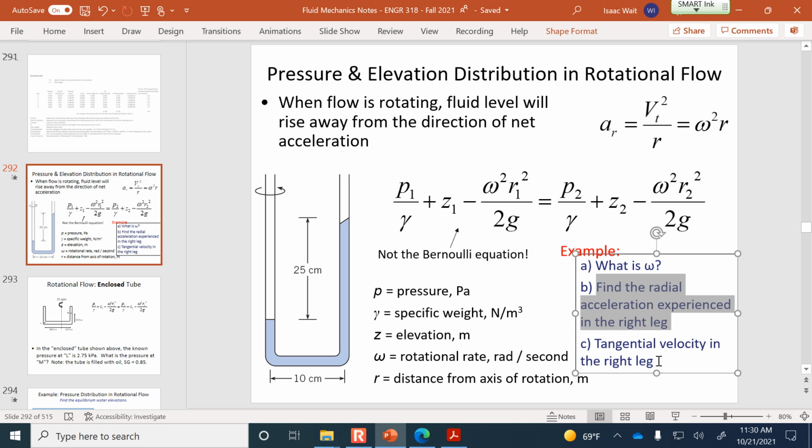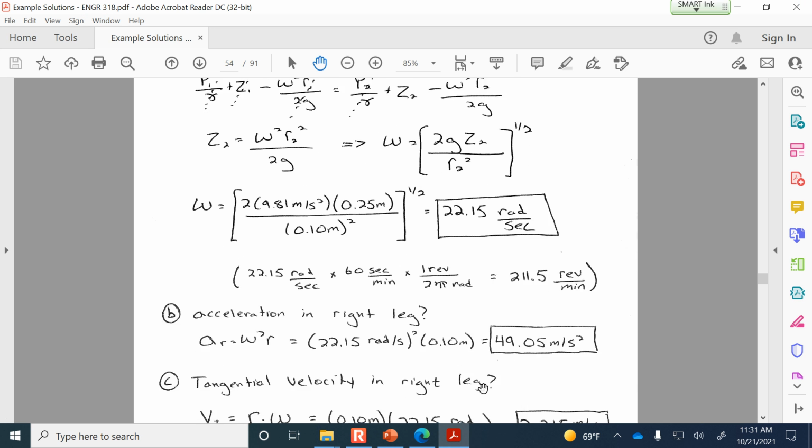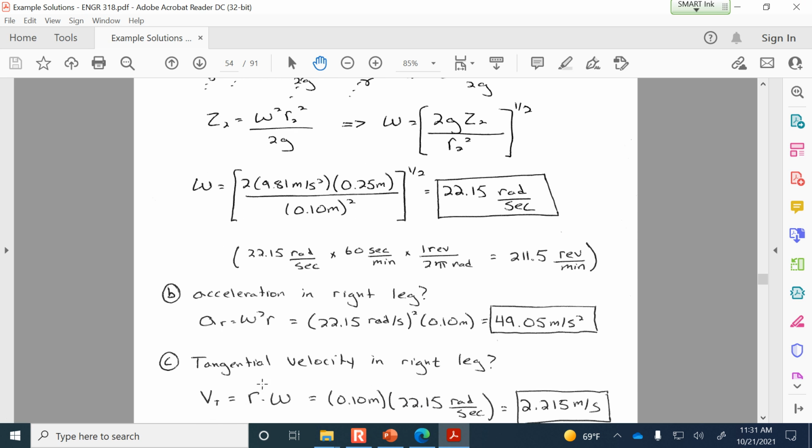And then finally, if we wanted to calculate the tangential velocity, you can think of that as, what's the actual speed? If you cut the rope on the can, what would be the speed of the object if it continues forward? What is the speed of that outside leg as it sweeps through space? So we multiply the radius by the rotational rate in radians per second. It's going 2.215 meters per second.